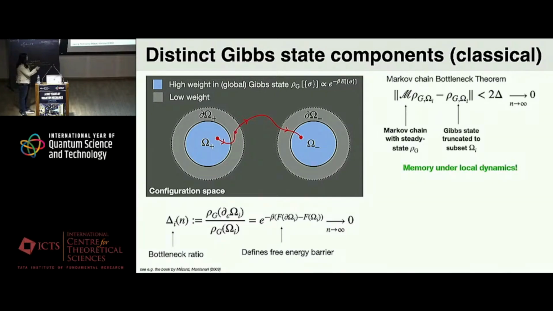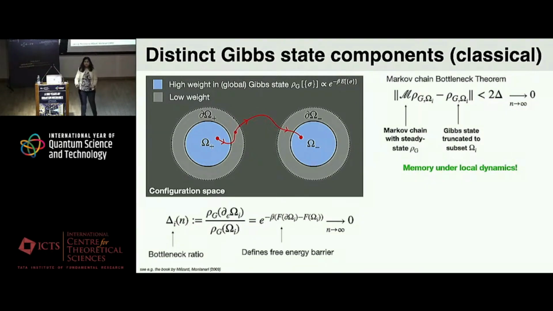And now, if you have some local dynamics, some local detailed balance obeying Markov chain dynamics, Markov chain Monte Carlo, that prepares the global Gibbs state for you as a steady state, then you can rely on what's called the Markov chain bottleneck theorem. If you start with your state in one of these components and your local dynamics has to go through the bottleneck in order to escape the component, no matter what you do to leave it, you have to go through this bottleneck region. Well, then you can show that the time for which you remain in this component diverges, goes to infinity with increasing system size, and it actually diverges as the inverse of this bottleneck ratio delta.